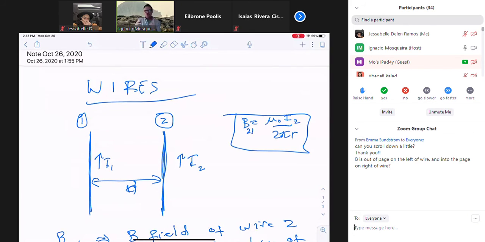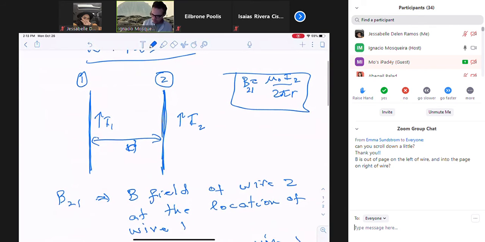As usual, when it's in the exam, I spend as much time as I can. Sometimes it may be counterproductive to spend too much time, but let's do it. So again, the current goes like this, and the B field at the location of the other wire is wrapping around. Here it is in that direction. That's not what I need, though. I need the B field here at the location of the first wire. So my fingers indicate that's out of the page. That's what Emma said. So I'm going to put that in the drawing. Okay, that's fine.